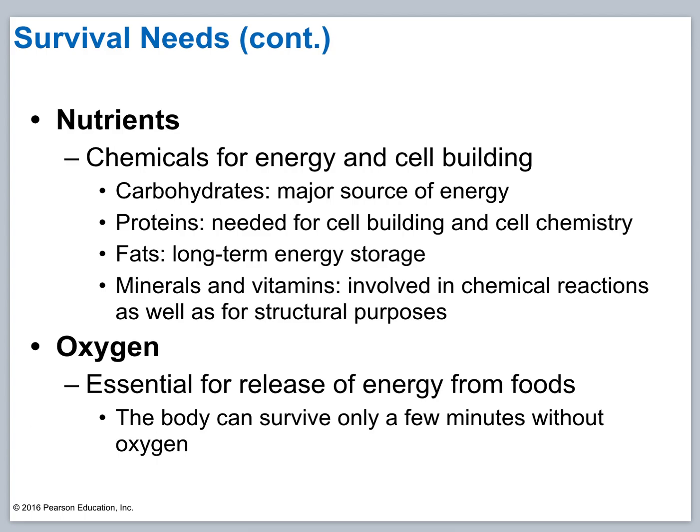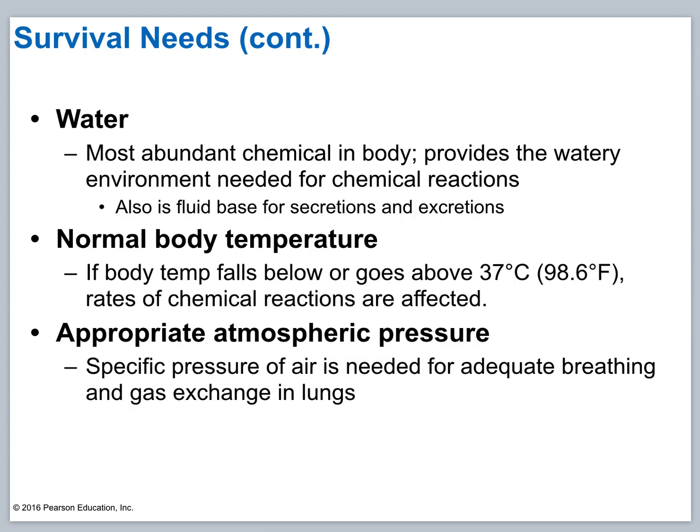Also, oxygen is an essential survival need. The body can only survive a few minutes without oxygen. Water is the most abundant chemical in the body, and water is important for the survival of the organism. Maintaining a stable, normal body temperature is also important. Appropriate atmospheric pressures are necessary for life, for it allows for adequate breathing and gas exchange within the lungs.